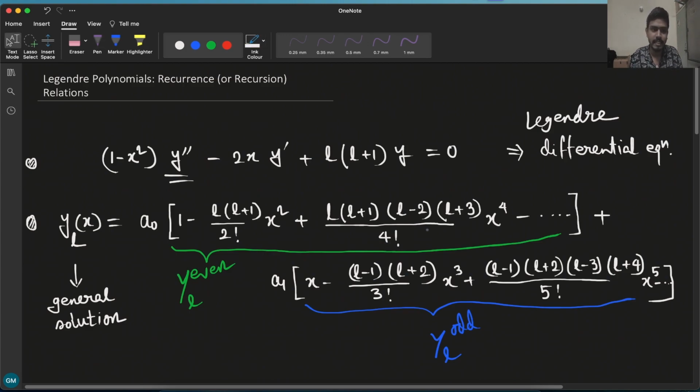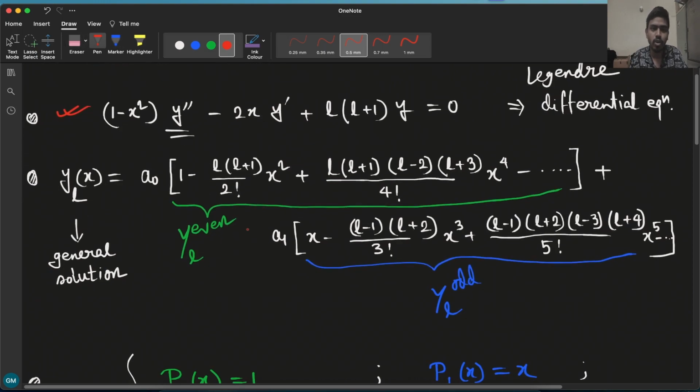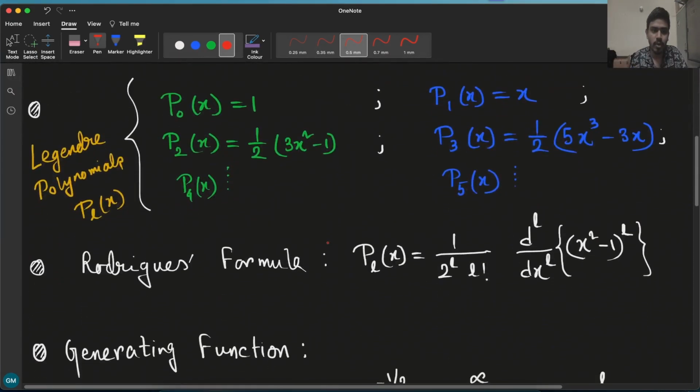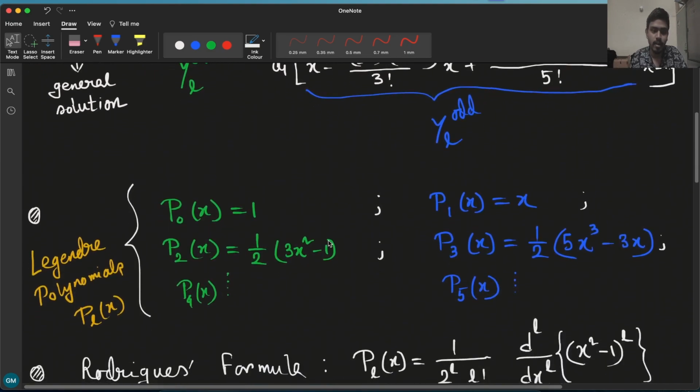At first, let me summarize what we have done in the past few classes. We took the Legendre differential equation and solved it. We got the general solution, and from there we truncated the two independent series solutions for integer values of l, and we got the Legendre polynomials.